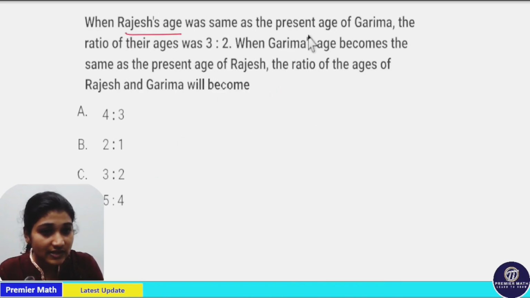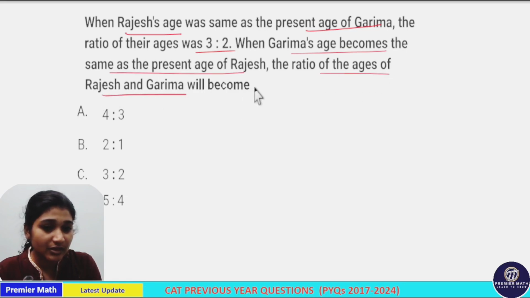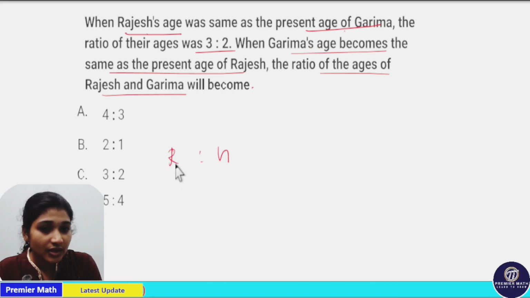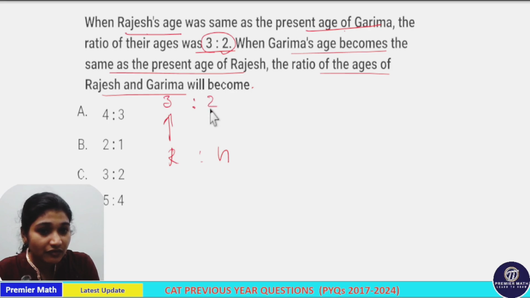When Rajesh's age was same as present age of Garima, ratio of their ages was 3:2. When Garima's age becomes same as present age of Rajesh, ratio of the ages of Rajesh and Garima will become. So the concept is age difference between two people is always same. Here we have Rajesh and Garima. Now, when Rajesh's age was same as Garima's age, ratio of their age was 3:2, which means here Garima's age is 3 part.